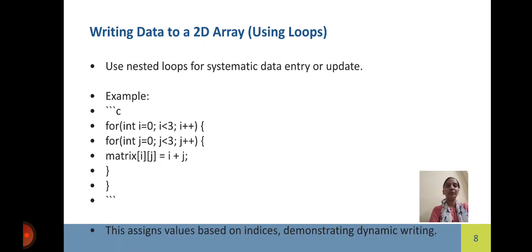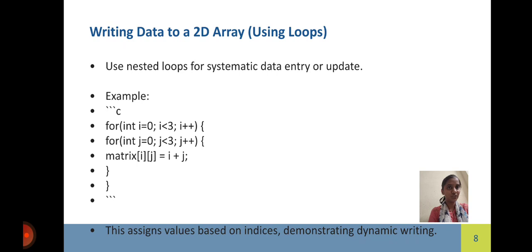Writing data to a 2D array. This example shows how to write to a 2D array. Use nested loops for systematic data entry or update. Example: for integer i equals 0, i less than 3, i plus plus.